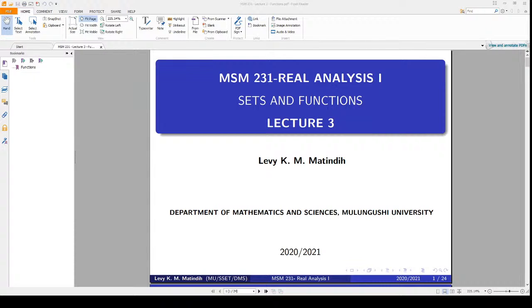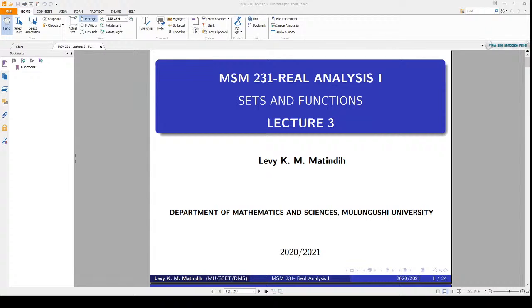So we continue with sets and functions. We are continuing from sets and functions. We looked at lecture number 1, we looked at lecture number 2. Now what we are looking at is lecture number 3 on sets and functions. Before, we started with sets, then we came to relations and equivalence relations. Now we are looking at the last part of this topic, which is functions.